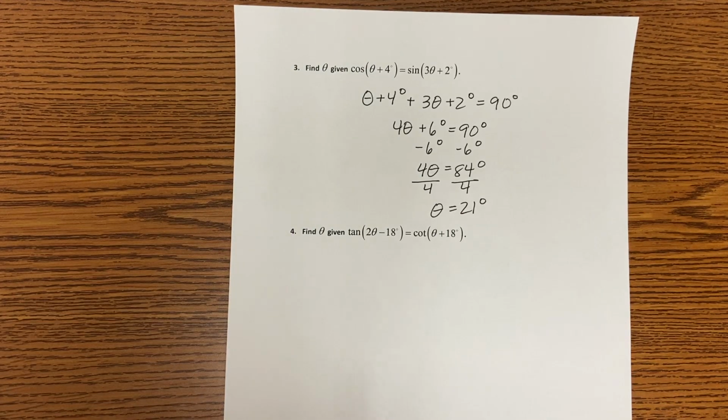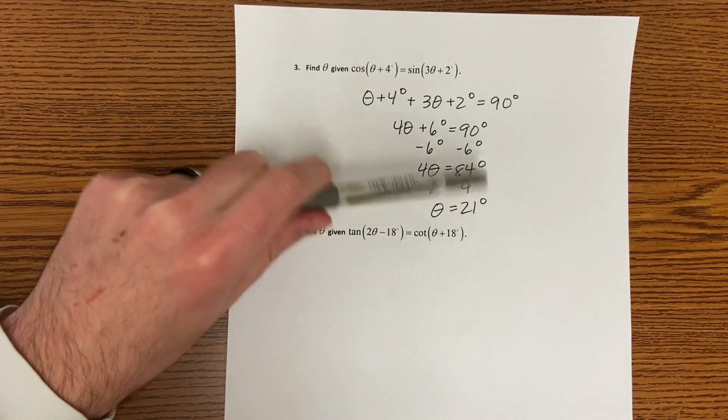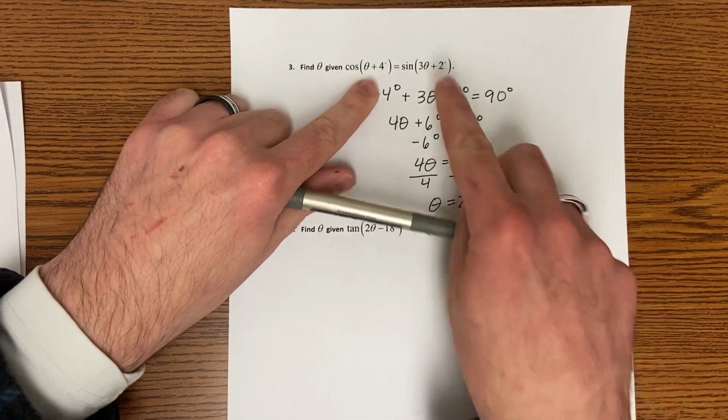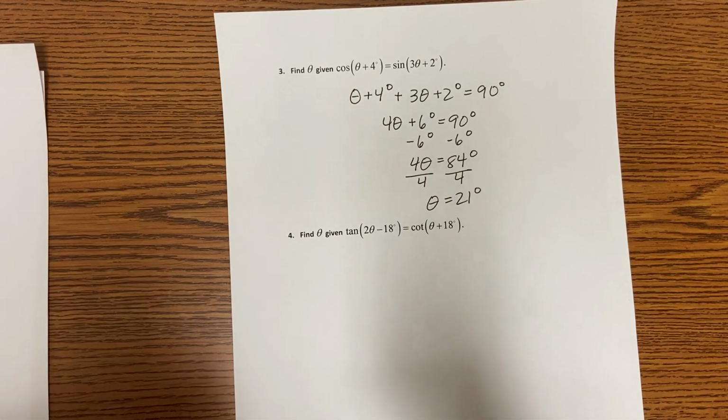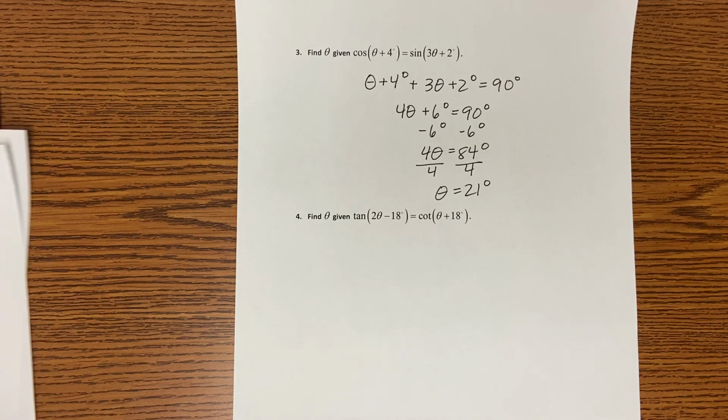And you can always confirm this by plugging back in. 21 plus 4 is 25. 3 times 21 is 63, plus 2 is 65. 25 plus 65 is 90. So you can always check and make sure that they work based on what you already know. So I'll leave number 4 for you to practice. It's very similar. And then we'll move on to about the second half of 5.3 part 1. We'll get it started here on the next page.